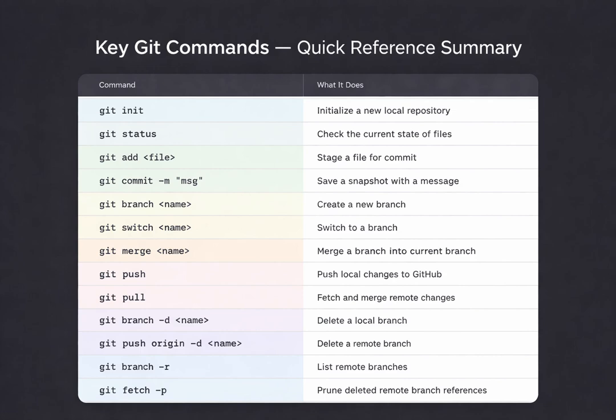To delete a local branch, use git branch -d. To delete a remote branch, use git push origin -d. Git branch -r lists all remote branches, and git fetch -p cleans up stale remote references. Keep this list handy as you practice. These commands form the backbone of your daily Git workflow.